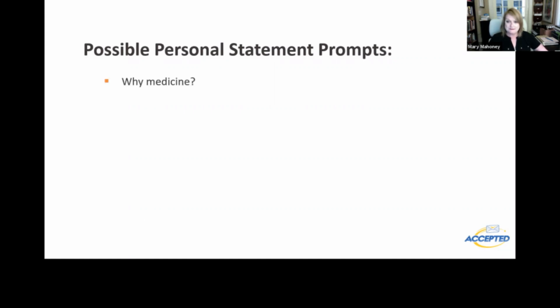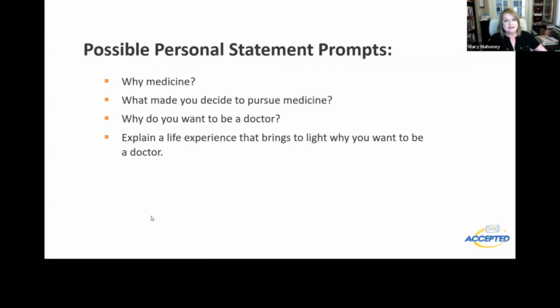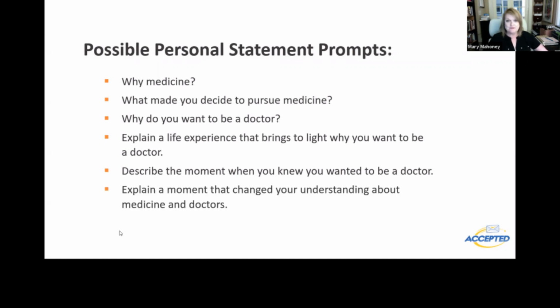Why medicine? What made you decide to pursue medicine? Why do you want to be a doctor? Explain a life experience that brings to light why you want to be a doctor. Describe the moment when you knew you wanted to be a doctor. Explain a moment that changed your understanding about medicine and doctors. I doubt these topics come as a surprise.